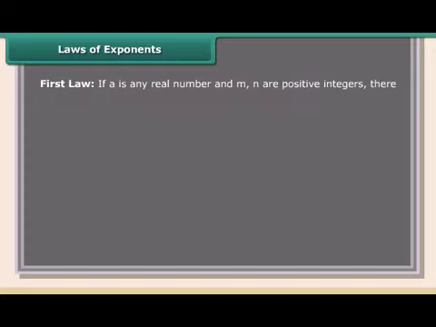Laws of exponents. First law. If a is any real number, and m, n are positive integers, then a raised to the power m into a raised to the power n is equal to a raised to the power m plus n. 5 raised to the power 4 into 5 raised to the power 2 is equal to 5 raised to the power 4 plus 2, which equals 5 raised to the power 6.